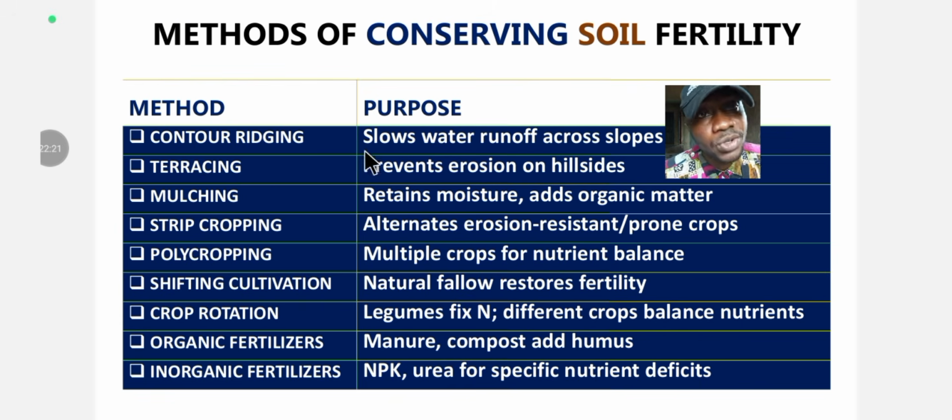Another one is terracing, which prevents erosion on hillsides. Where there is a hill, you terrace it, as if you put in steps. When you have a slope like this, water travels faster on a hillside, other than when it has steps. When it has steps, it reduces the intensity of erosion.